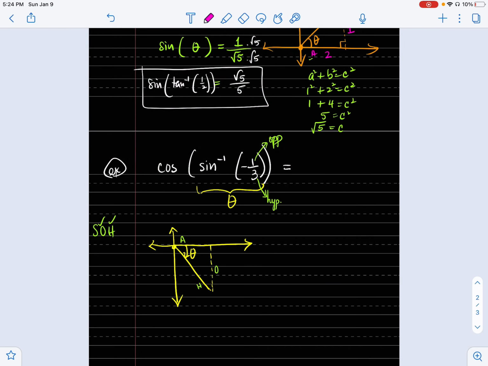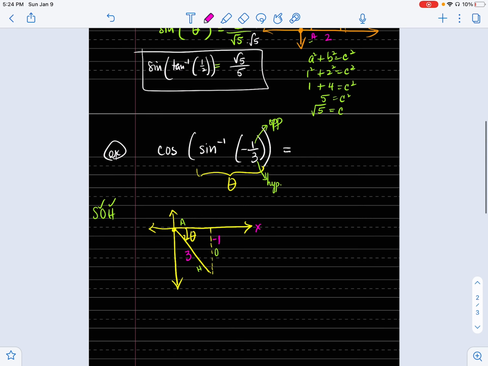Let's label it opposite negative 1, hypotenuse 3. And you see how clearly negative 1 actually makes sense? Because we're in the fourth quadrant and we're going down. We're below the x-axis, and then the y value should be negative. But anyway, now can I find adjacent? Yay, we should be able to find it.